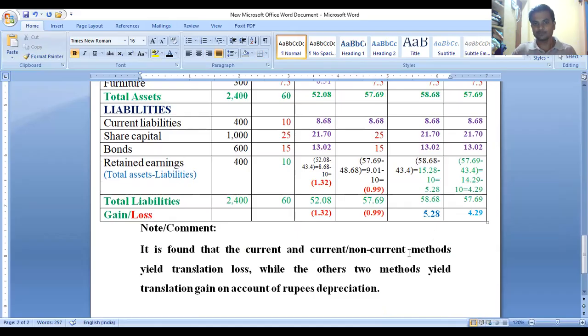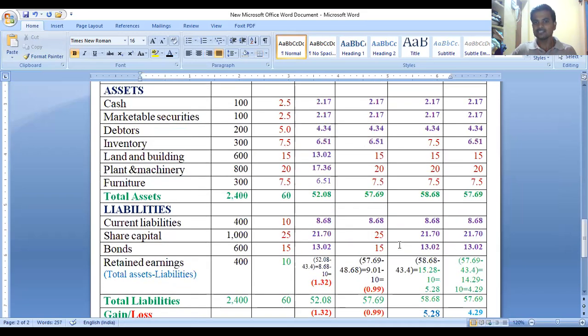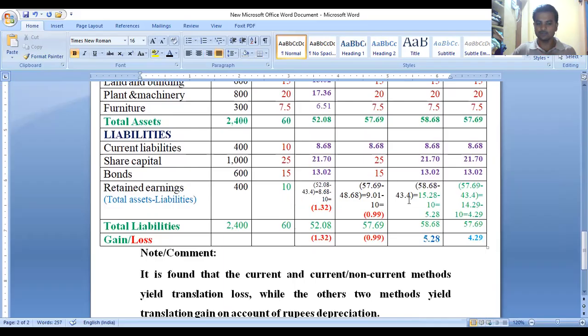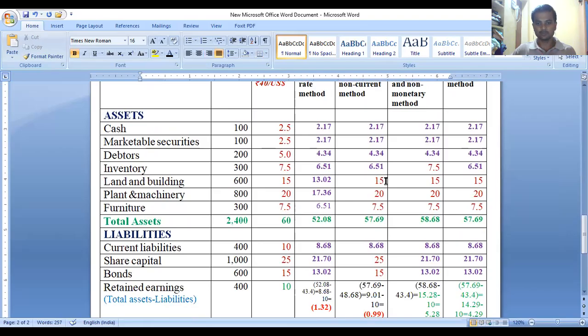The value of the rupee is depreciated from 40 rupees to 46 rupees. For that check, by using four methods, among the four methods, two methods are indicating a loss and the remaining two methods are indicating a profit. In this problem, the current rate method and non-current rate method are showing a loss, and the rest of the two methods, that is the monetary non-monetary method and temporal method, are showing a profit. So we need to write this in the comment. So this is the solution of this problem.